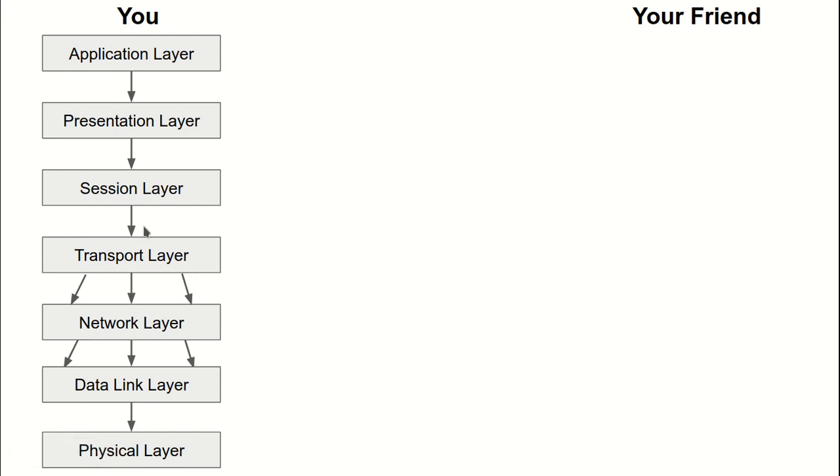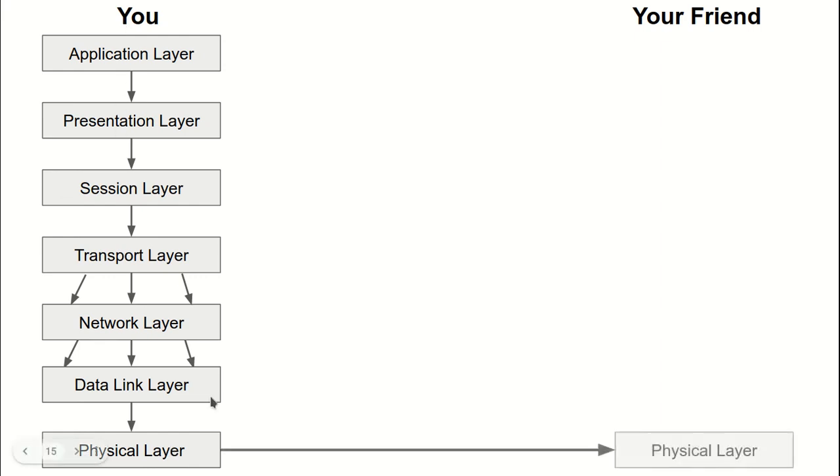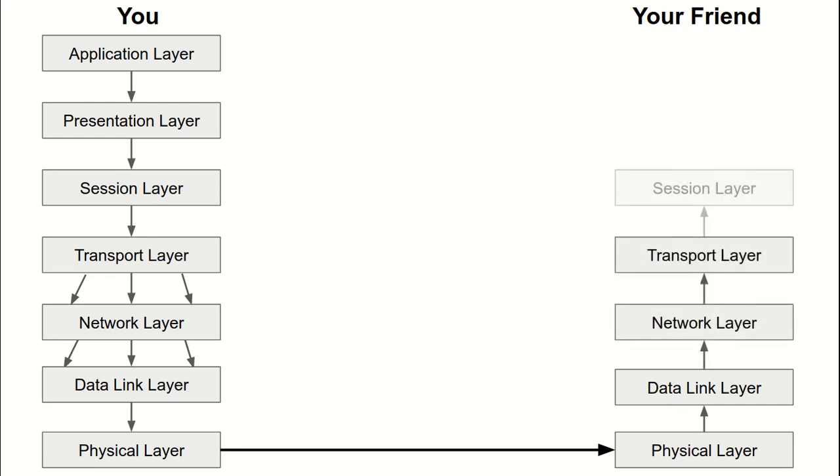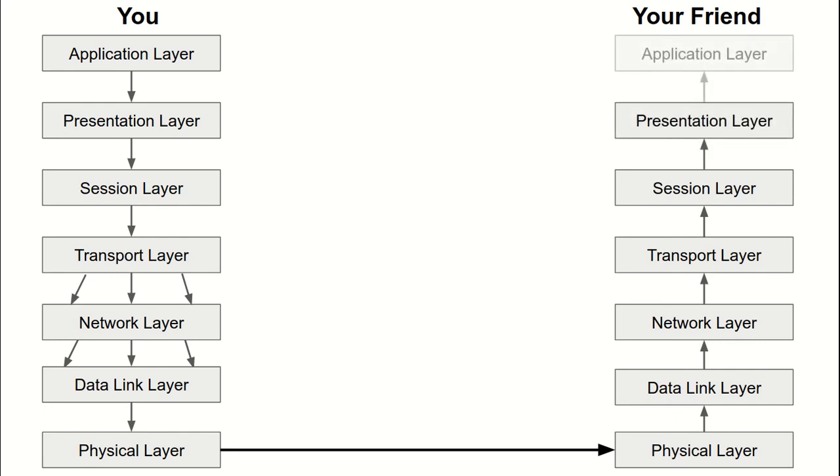After that, the next step is that the physical layer is connected to your friend's physical layer. The data will be transferred through cables, and the cable will receive that data in the form of 0s and 1s. After that, it will go upward to the data link layer, then the network layer, transport layer, session layer, presentation layer, and at the end the user will see the data in the form of an application.